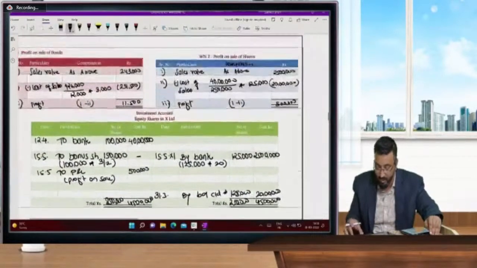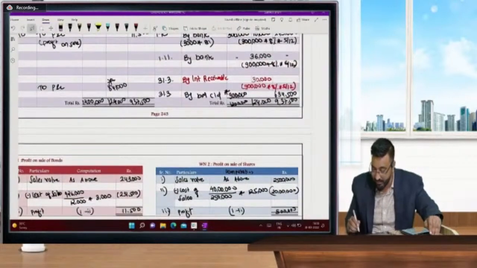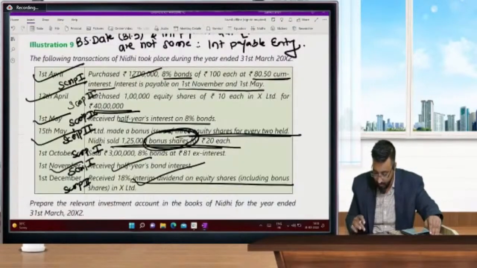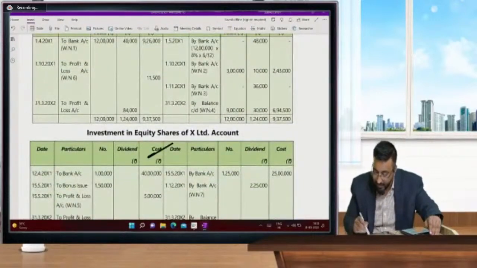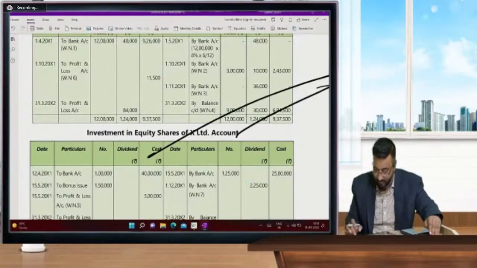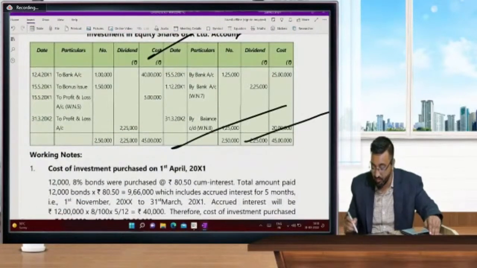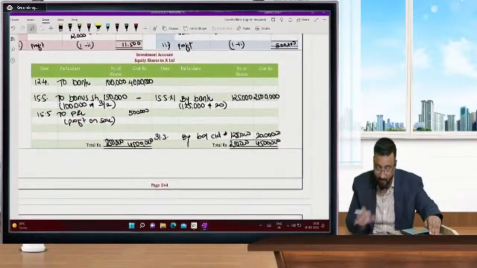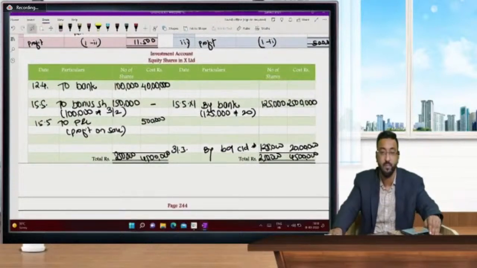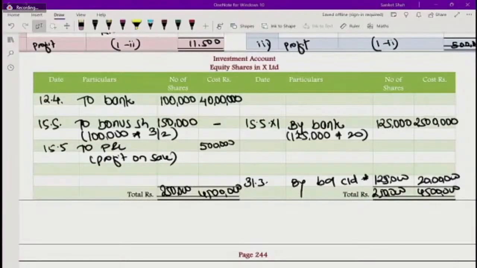Let's check the answer with ICI. 9 lakhs and 694,500. 9 lakhs and 640, 9 lakhs and... yes! 125, 20 lakhs. Correct one. So take a screenshot. No, beta, dividend column, we will write it separately. Yes, interim dividend is always in P&L. Very good, Pooja.